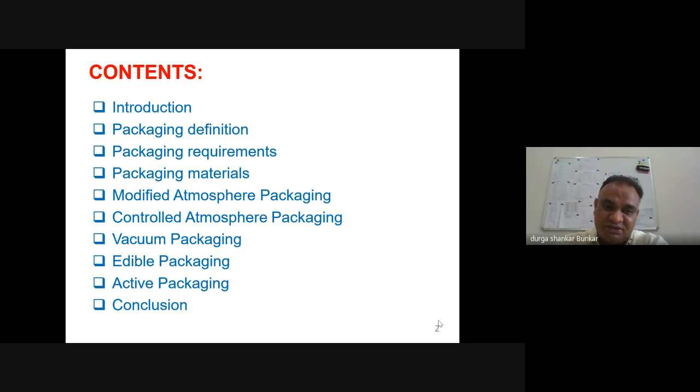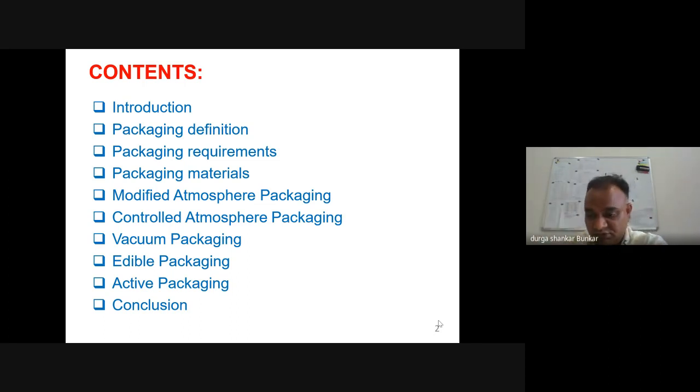Another one is the packaging material, that is, what type of packaging material we can use for shelf-life enhancement. Then we go for the different kinds of techniques which we can use for the extension of shelf-life. These are the technologies: modified, controlled, vacuum, edible, active. And finally, we sum up with our conclusion.